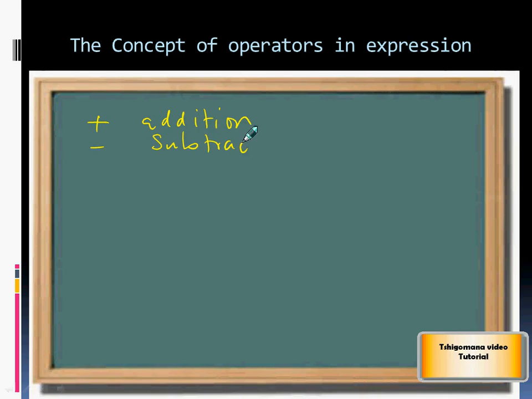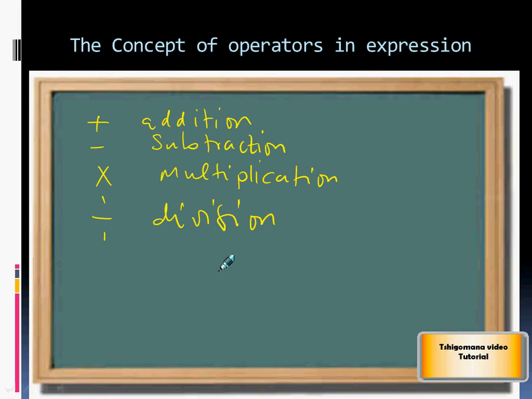We also have multiplication. We also have division. We also have the equal sign. There are some things that I just want to mention here. In programming, for multiplication we use the star. For division, we use this one.